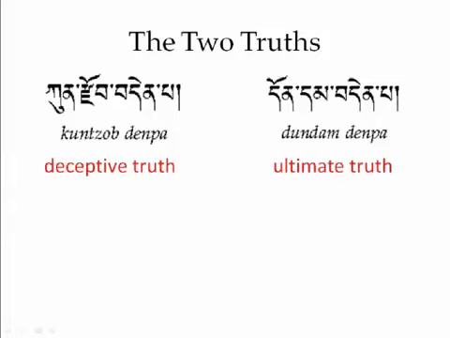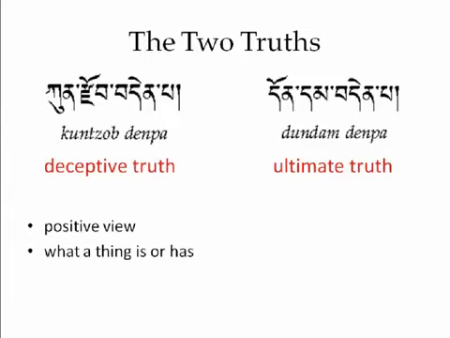Now, these two realities are almost saying the same thing. The distinction between the two is that one is a positive statement and the other is a negative statement. Deceptive truth is the positive. It is what the object is or has. The cylinder is a pen. The cylinder has penness, we could say. It's got some sort of penness that we can then recognize.